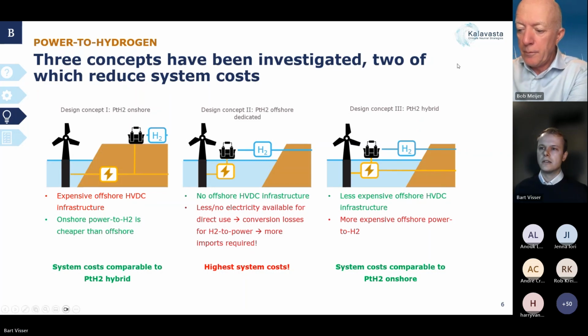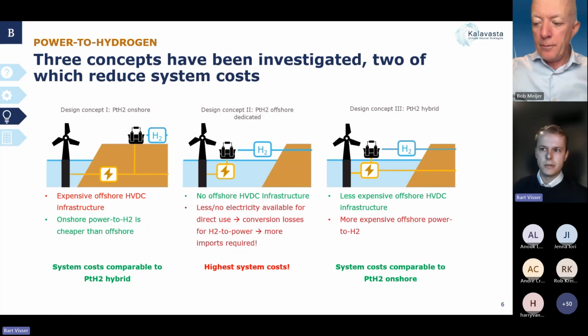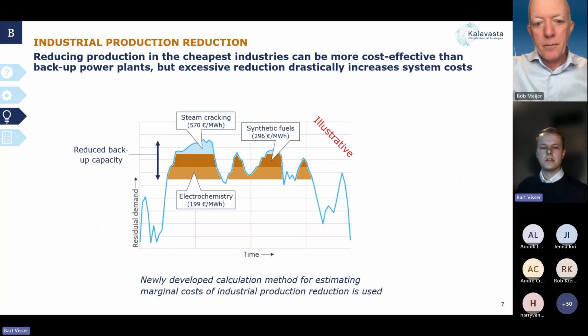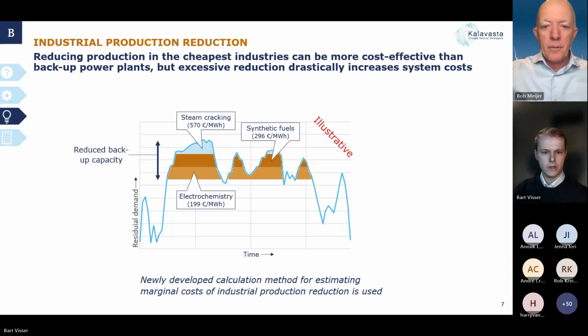The second technology that I want to go into more detail about is industrial production reduction. So industrial production reduction is basically an industrial site or a sector temporarily reducing production in order to reduce electricity demand when there is not a lot of renewable electricity available. This figure gives an overview of the residual demand of industry, which is actually the baseload of industry minus the renewable energy production. So it's the remaining electricity demand which has to be met using other means.